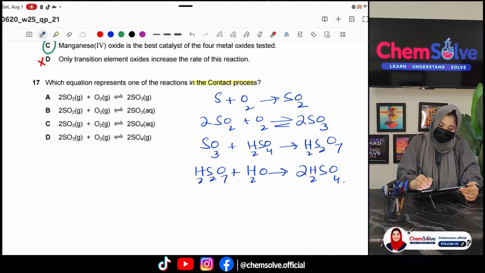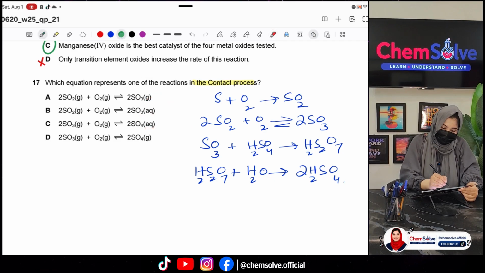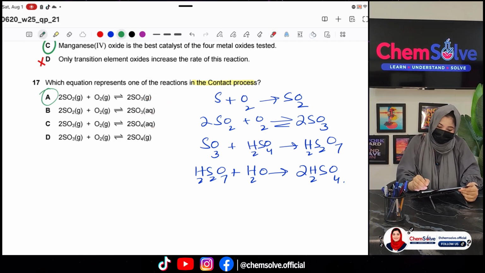So clearly this matches with option A. It says aqueous. No, it's not aqueous, it's a gas. So A seems to be the correct option.